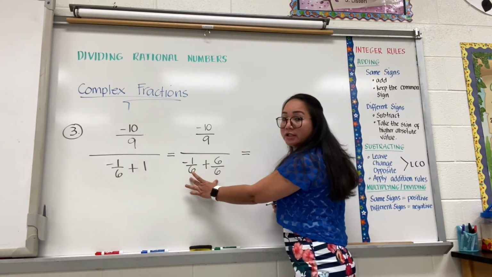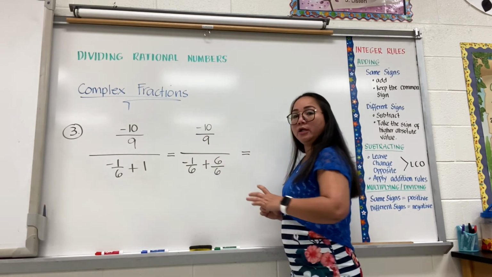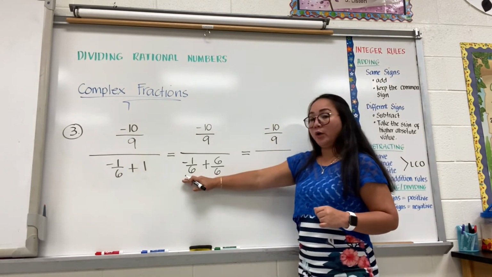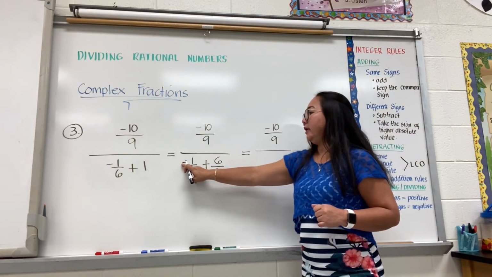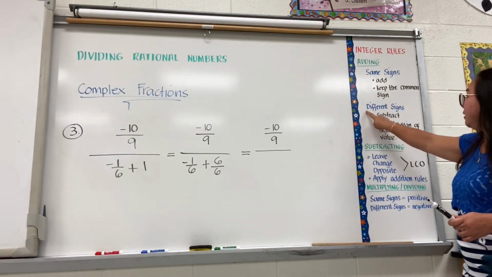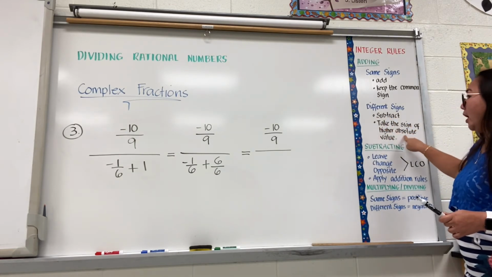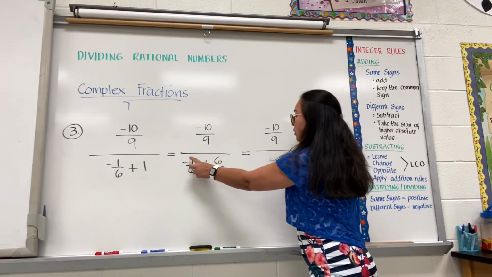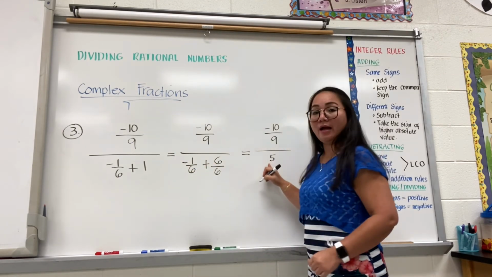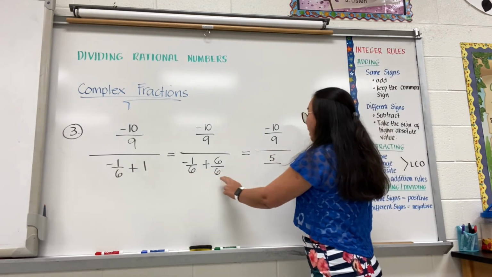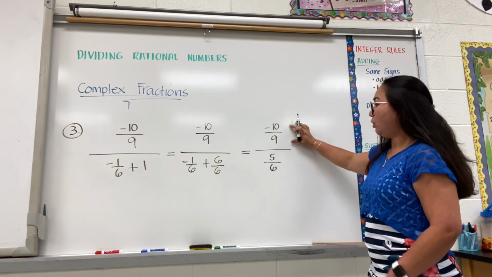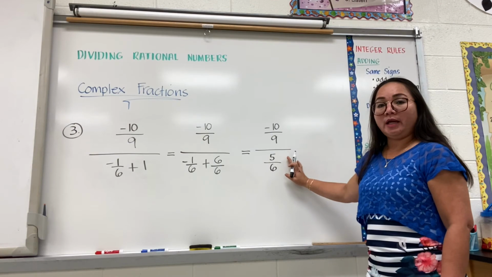We have two fractions in the denominator, one fraction in the numerator, so keep the numerator the same. And then work on the denominators. Negative 1 plus 6. So we are adding different signs. If you add different signs, you subtract and take the sign of the higher absolute value. So 6 minus 1 is 5. 6 is higher than 1, so the sign is positive. Keep the denominator. Both numerator and denominator are simplified.